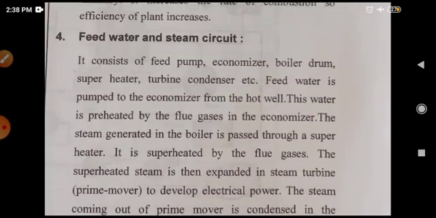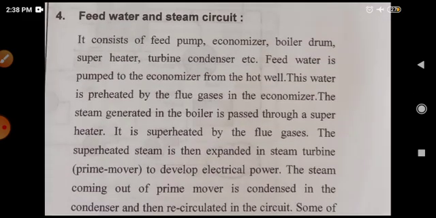Okay, next, the feed water and steam circuit. There is also one circuit, the feed water and steam circuit. It consists of feed pump, economizer, boiler drum, superheater, turbine, condenser, etc. Feed water is pumped to the economizer from the hot well. This water is preheated by the flue gases. Again, flue gases are heating that water to increase the overall efficiency of the boiler. That's why it is called an economizer.